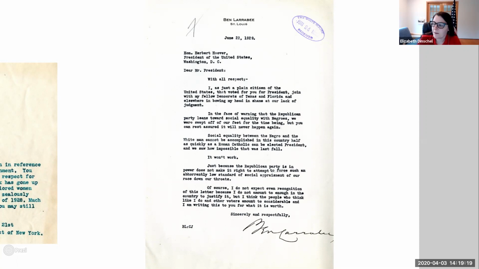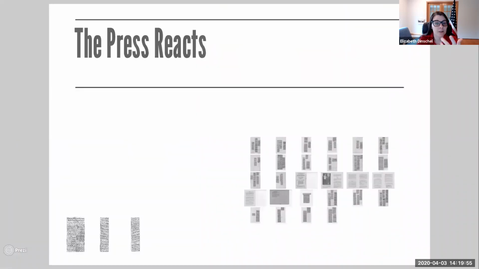"Just because the Republican Party is in power doesn't make it right to attempt to force such an abhorrently low standard of social appraisement of our race down our throats. Of course, I do not expect even recognition of this letter because I do not amount to enough in this country to justify it. But I think the people who think like I do and other voters amount to considerable, and I am writing this to you for whatever it's worth. Sincerely and respectfully, Ben Larrabee." You can see he's from St. Louis. So we get this mixed bag of reactions from people that are coming into the Hoovers.